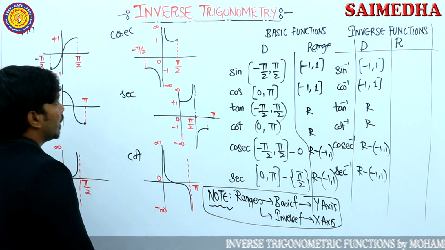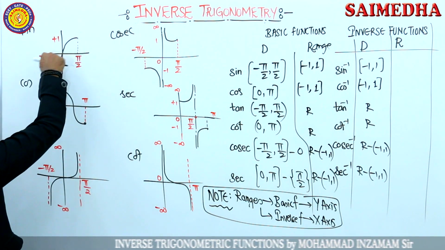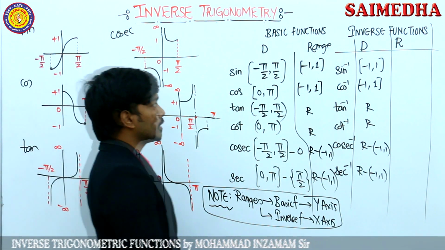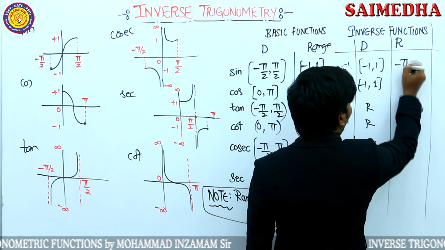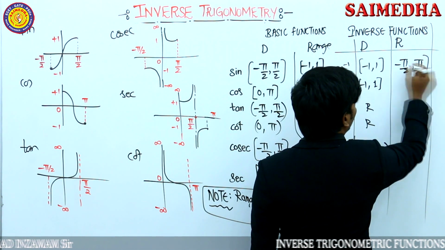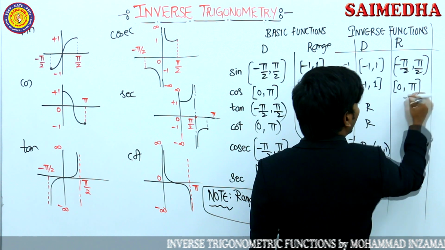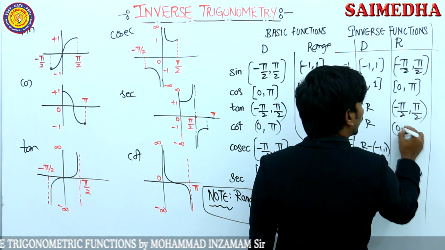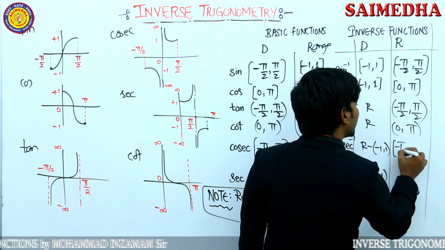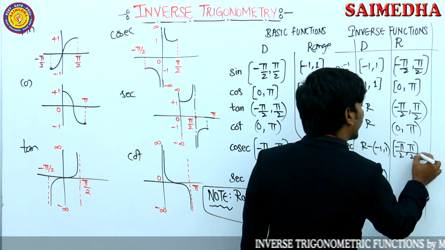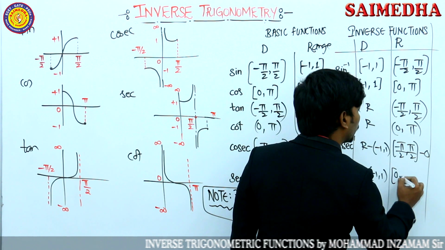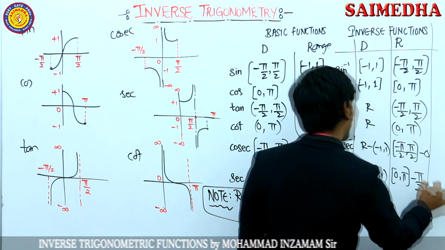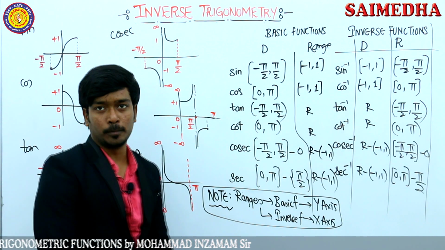Okay na? చెప్పండి ranges of inverse function అంటే x axis. First x axis value is what? Minus pi by 2 to pi by 2. Second value 0 to pi. Third value minus pi by 2 to pi by 2. Fourth value 0 to pi. Next value minus pi by 2 to pi by 2. Central value remove 0. 0 to pi minus pi by 2.